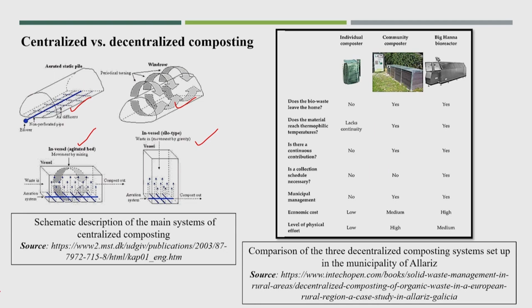So now here I am comparing the individual composter, community composter, and one particular bioreactor. So if you see, does the bio waste leave the home? No. Yes and yes. Specifically, is a collection schedule necessary? No, here we do not require it, but for the large scale or centralized facility a collection schedule will be required, and you see the economic cost is very low compared to the centralized facility. Okay.